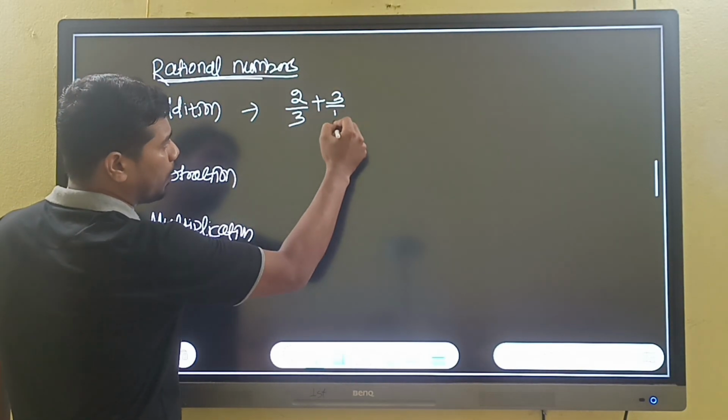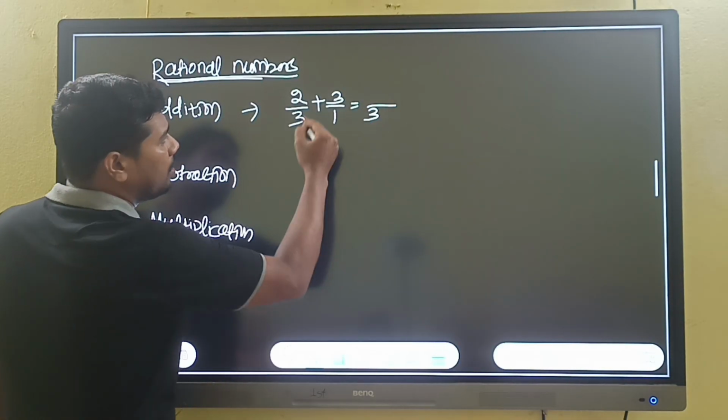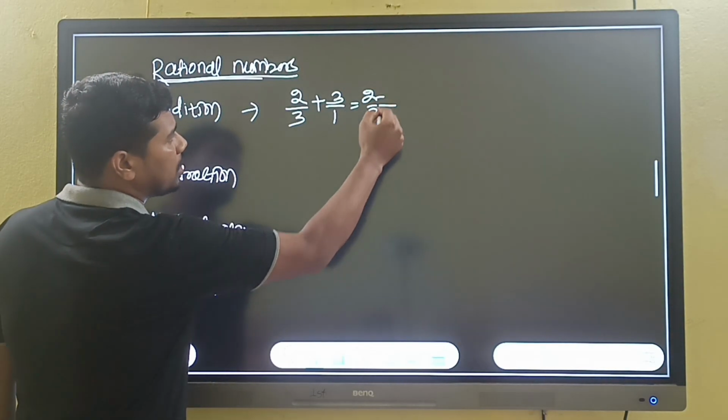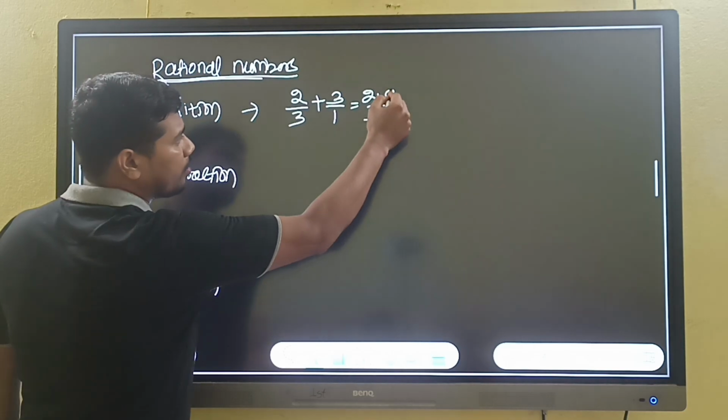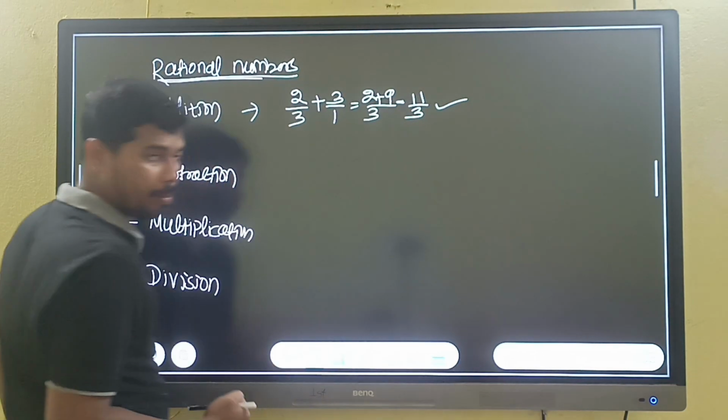3 means 3 upon 1. If we add, the LCM is 3, then this is 2 plus 3 times 3 divided by 3. 3 times 3 is 9, 2 plus 9 equals 11 upon 3. That is also a rational number.